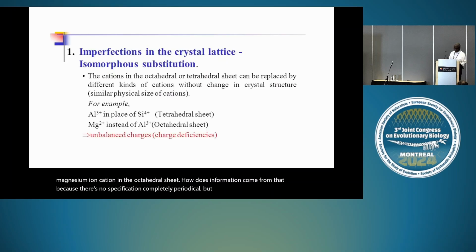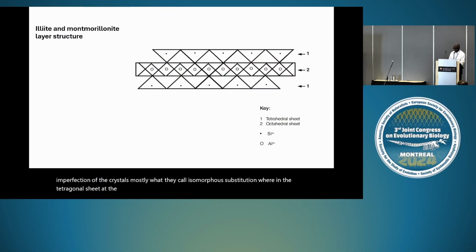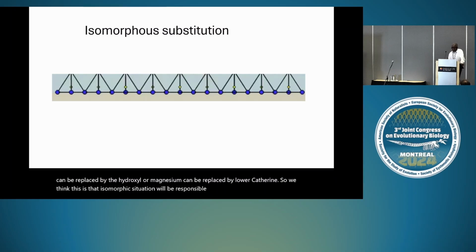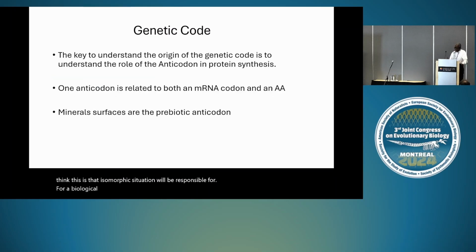But there is that element, the imperfection of the crystals, mostly what they call isomorphous substitution, where in the tetrahedral sheet at the bottom, the cation can be replaced by a lower valent cation. Silicon, which is 4+, can be replaced by aluminum, by ferric ion, or by ferrous ion. Or in the center, magnesium can be replaced by a lower valent cation. So we think this isomorphic substitution would be responsible for biological information. And is this for the genetic code as well?